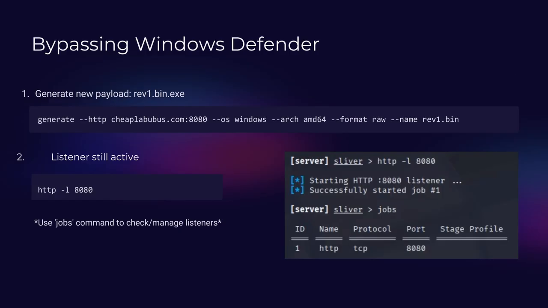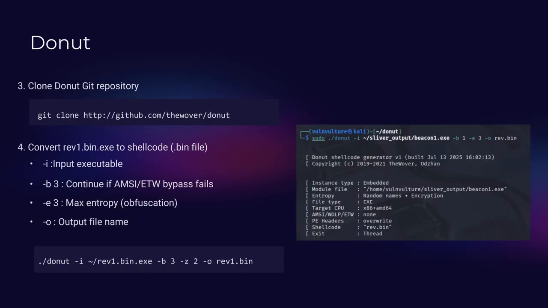First, we have to generate a new payload in Sliver by adding the domain and port, OS, and architecture. Once generated, it outputs the rev1.bin.exe file. Next, we can check if the listener is still active by using the jobs command. Next, we use the git clone command to download the Donut git repository, then run it to convert the rev1.bin.exe file to a rev1.bin file.